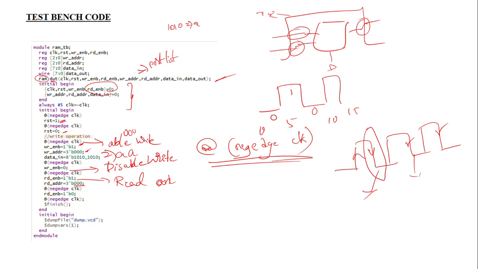What is the data at this particular location? Here we wrote A, so that A is going to appear on the data out. Then the read operation is disabled again. At the next negative edge of clock your execution is going to be finished. So this is your test bench code.